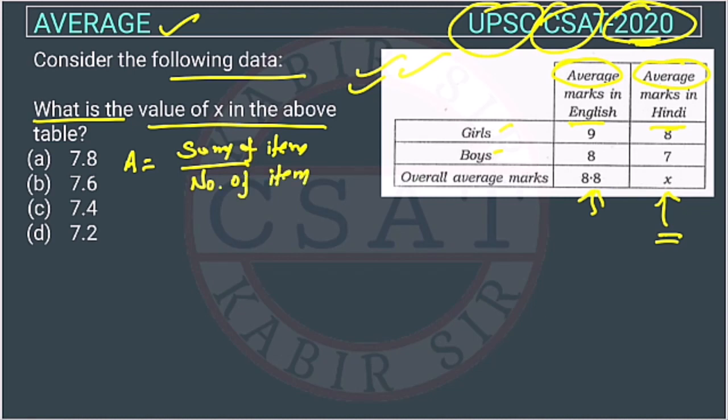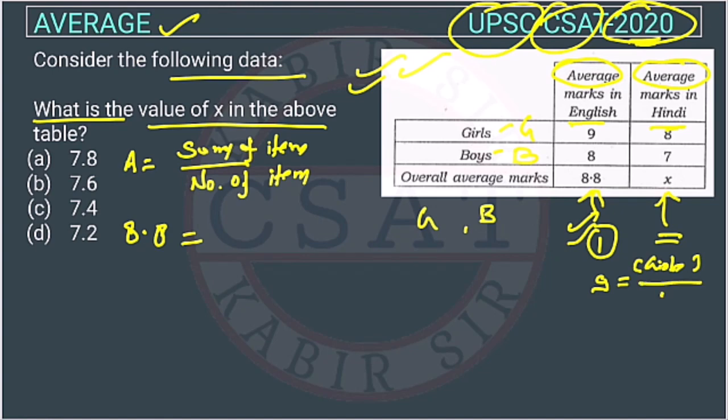So what is given in the first case? 8.8 is given, right? They have not given the number of girls and boys, and this is the average marks. So we are assuming that the number of girls is G and the number of boys is B, right? They have given the average marks in English for girls. So these are all girls, so here will be the sum of girls, and total number of girls is G. So the sum of girls will be 9G.